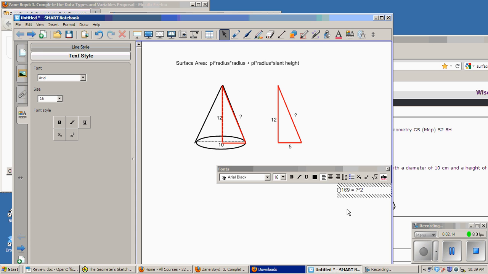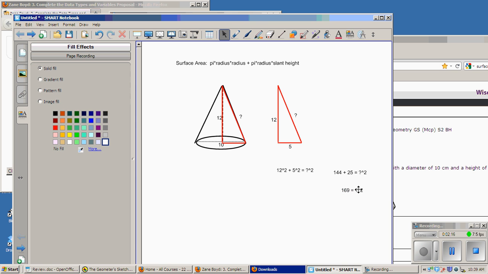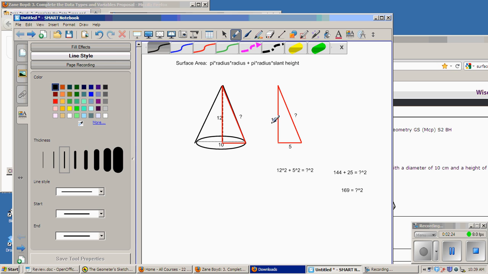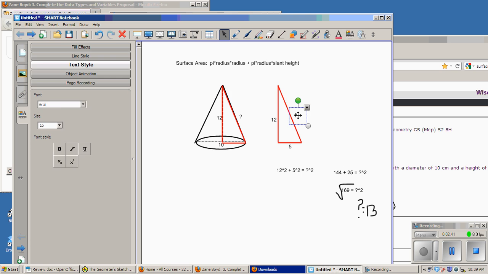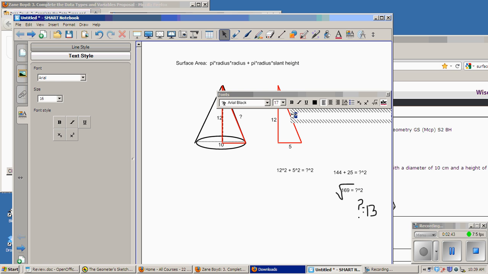but that question mark isn't 169. I have to try to think of what number times itself equals 169. And to get that, I would take the square root of 169. So I'm going to take the square root of 169 on my calculator. So that tells me that question mark equals 13. And now I'm going to just use 13 for the slant height, because I found out what it is. So instead of being question mark, it's 13.